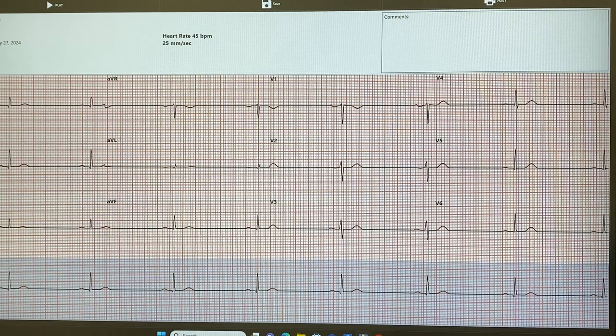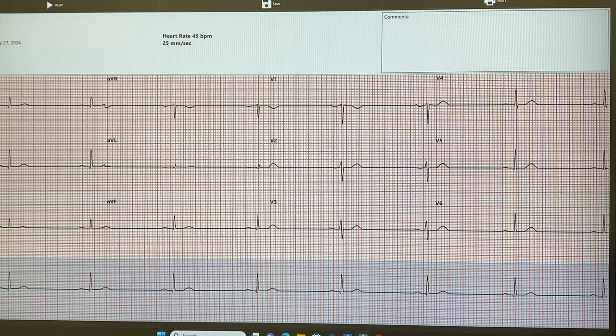That's 45. Look at the top. See heart rate? Right there at the top. It says heart rate of 45. So you were accurate. By definition, this is a Brady.